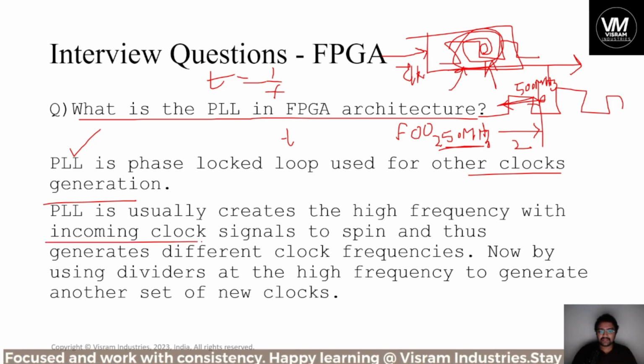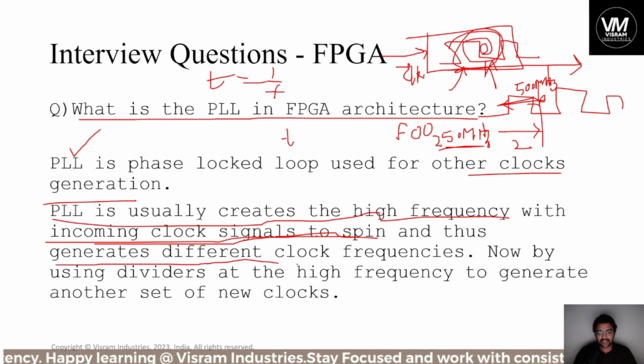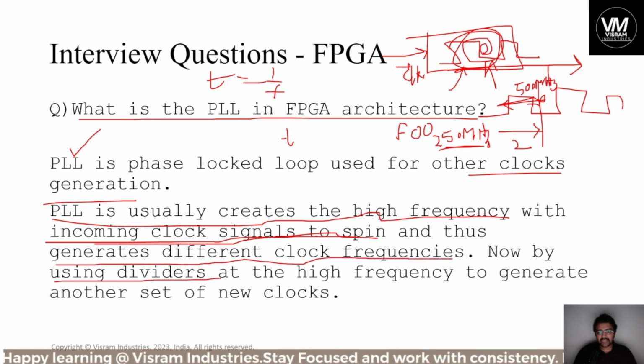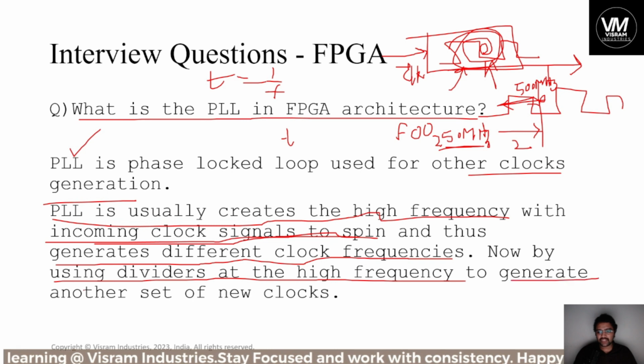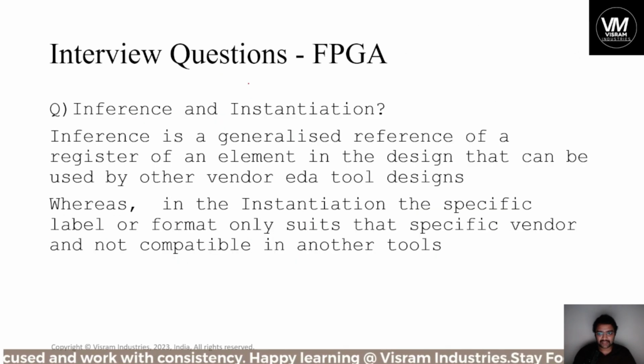PLL usually creates the high frequency from the incoming clock signals, and thus generates different clock frequencies. Now by using dividers at the high frequency, you generate another set of new clocks. Got it, guys? So this is the understanding of PLL. If you want some more research on PLL, go do it, but it is the most important element in the FPGA architecture.